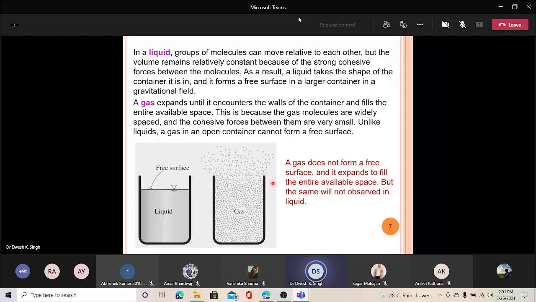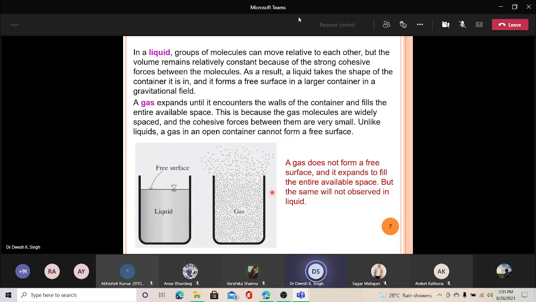Then comes the concept of the liquid and the gas. I think all of you are aware of this, so let me explain this slide very fast. A liquid can generate a surface. Here you can see there is a free surface. A liquid has the capability to generate a free surface. If you have a glass of water, you will find that there is a surface. But you will not find the same in the case of gas.